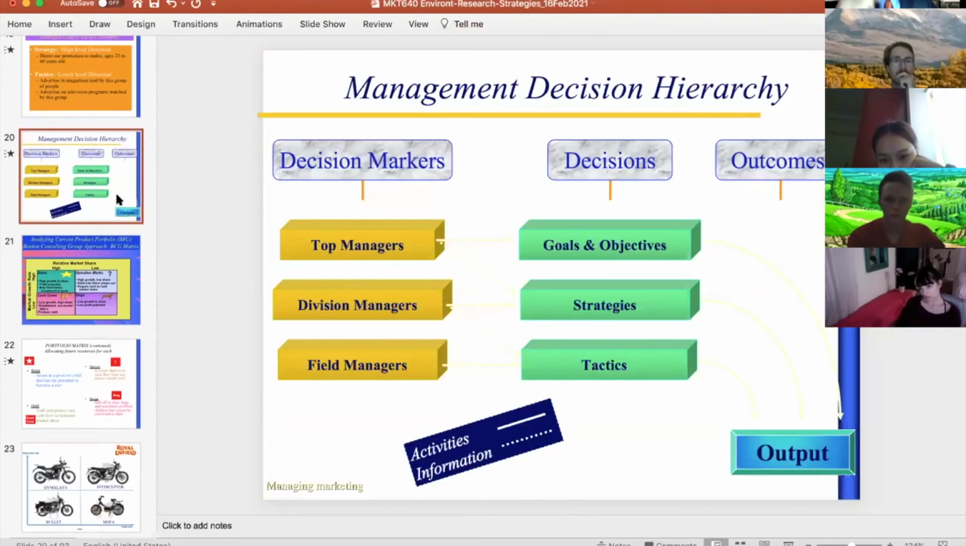So what this slide is doing is explaining that you have high level decision making that feeds into lower level decision makings. Top managers think about the goals, division managers the strategies, and field managers the tactics, and it feeds this way. And they all contribute to the big picture the best way that they can, okay?